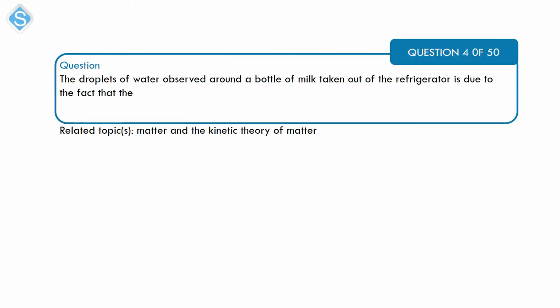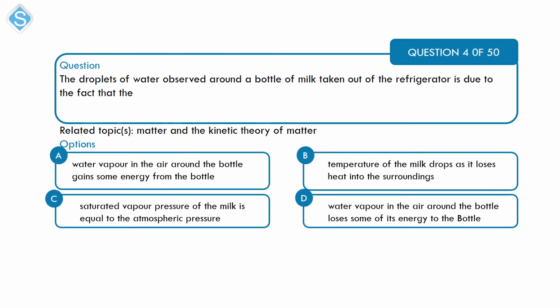The next question relates to matter and the kinetic theory of energy and phase change. The droplets of water that are observed around a bottle of milk taken out of the refrigerator is due to the fact that, so if you bring out a bottle of milk from the refrigerator, you find some droplets of water forming on it. Okay, that's when you leave it for some time.